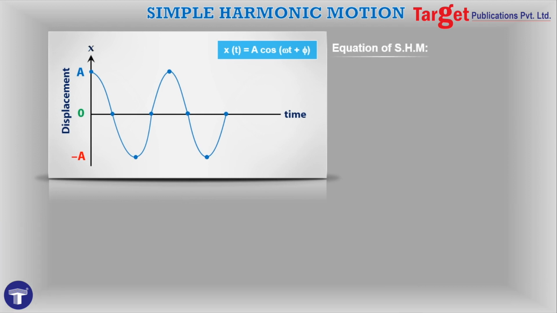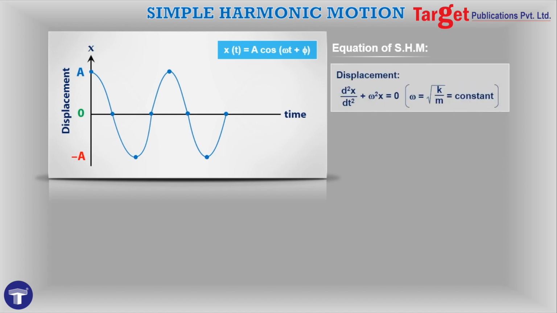The equation of simple harmonic motion is a second-order differential equation in x, where x is the displacement of the particle at any given instant of time. This equation is given by d²x/dt² + ω²x = 0, where ω is the angular frequency given by the root of k by m and is considered a constant. The solution of this equation is the mathematical function used to describe displacement.